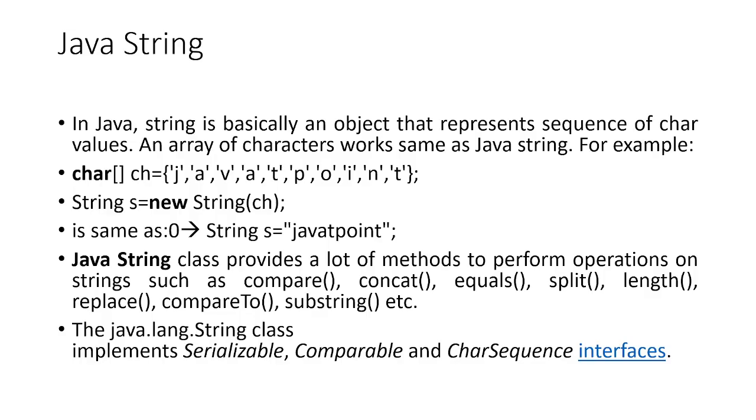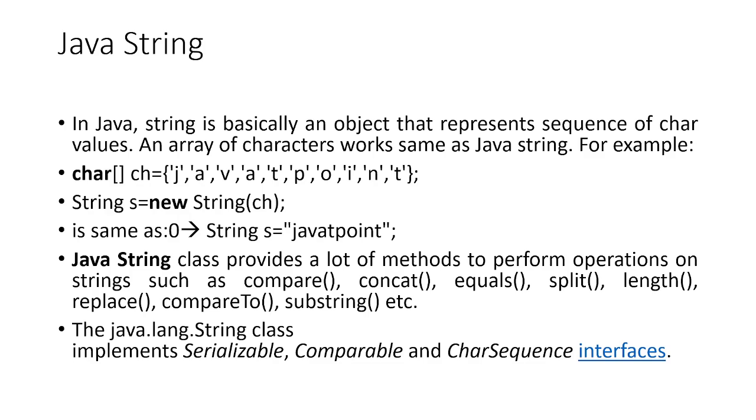The next topic is the Java string. A Java string is basically an object that represents a sequence of characters. So a string is a sequence of characters, and an array of characters works the same as a Java string. For a char array, I have to specify the characters individually. The other way is String s equals new String.